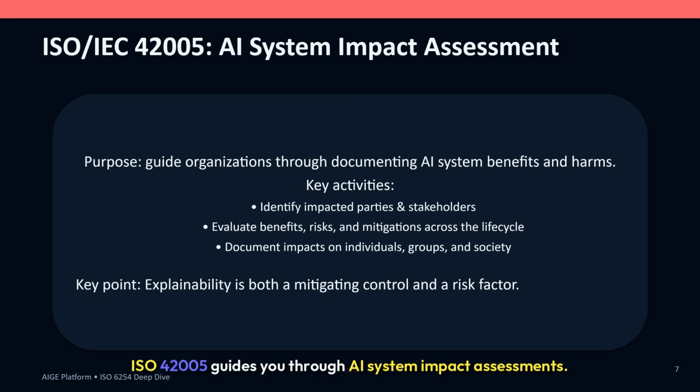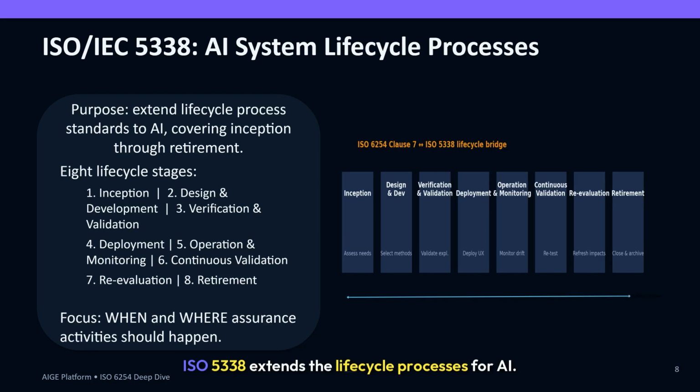ISO 42005 guides you through AI system impact assessments. It expects you to identify impacted parties, assess harms and benefits, and document mitigations. Explainability shows up both as a mitigating control and as a risk when it's missing. ISO 5338 extends the lifecycle processes for AI. It names 8 stages from inception through retirement, plus AI-specific processes like data engineering and continuous validation. We'll plug explainability into each of those stages shortly.